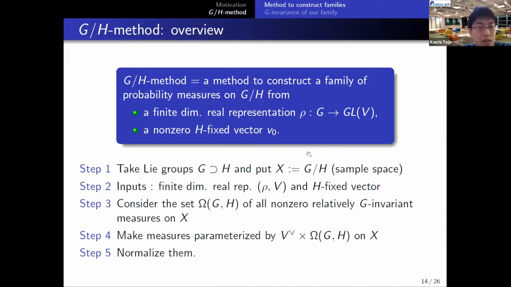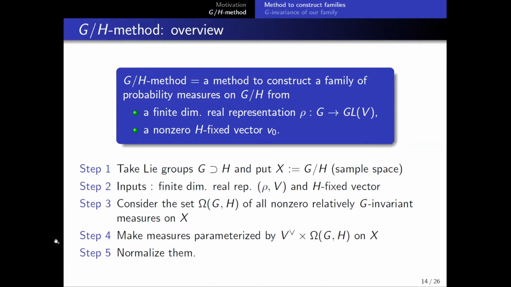We will see the details of the G/H method step by step later, but roughly speaking, we take the following 5 steps. In step 1, we take a Lie group G and a closed subgroup H of G and consider the homogeneous space G/H denoted by X. X is our sample space. In step 2, we take 2 inputs, a finite dimensional real representation (rho, V) and an H-fixed vector. In step 3, we consider the set Omega_GH of all non-zero relatively G-invariant measures on X, which is defined later. In step 4, we make measures parameterized by the direct product of the dual of V and Omega_GH. And in the final step 5, we normalize them.